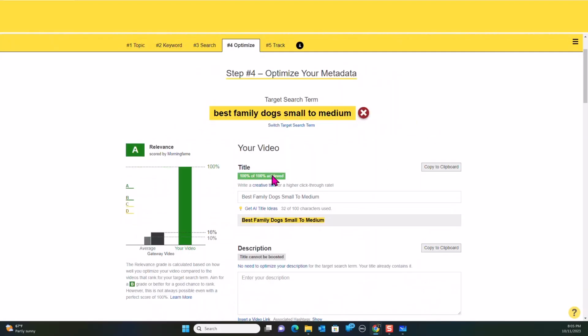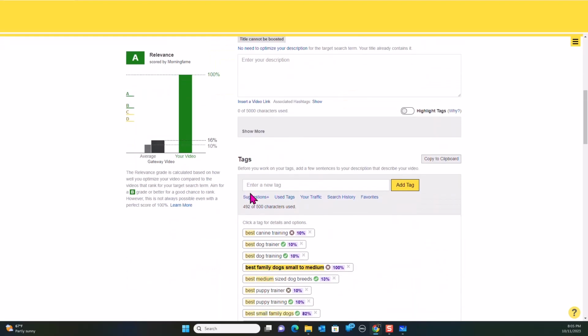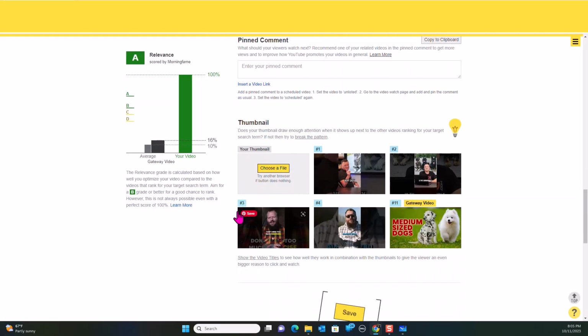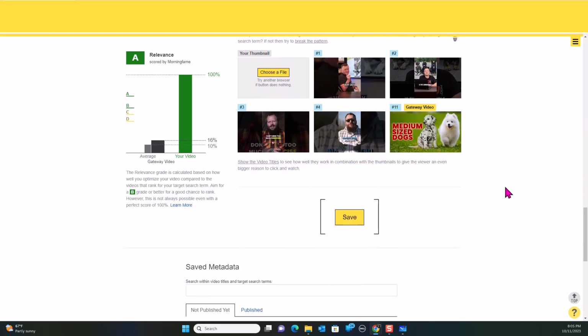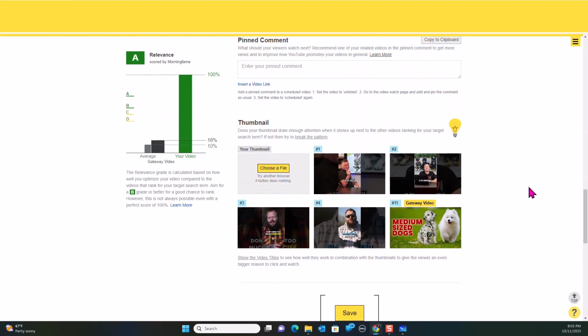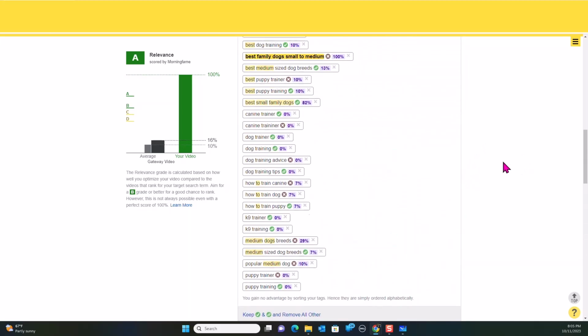Now, this is where you're going to build up your titles, your descriptions, your tags, and here's the neat thing. You can put your thumbnail in and it will compare your thumbnail to everyone else's thumbnail around, so you can see whether or not your thumbnail is comparative and looks great versus everyone else's thumbnail. Okay, so it's really important that you understand that. So this tool gives you a lot of stuff.